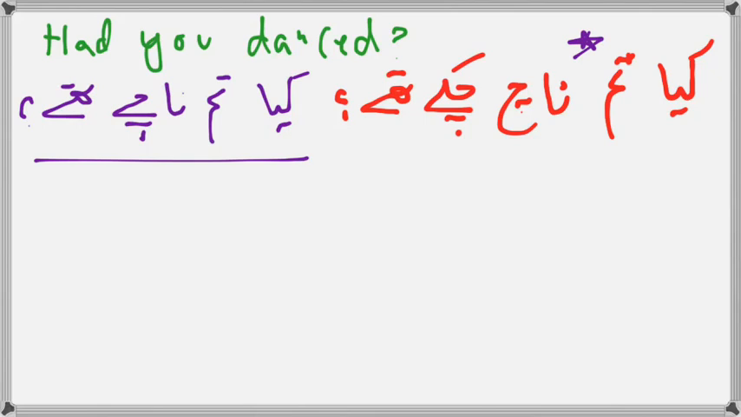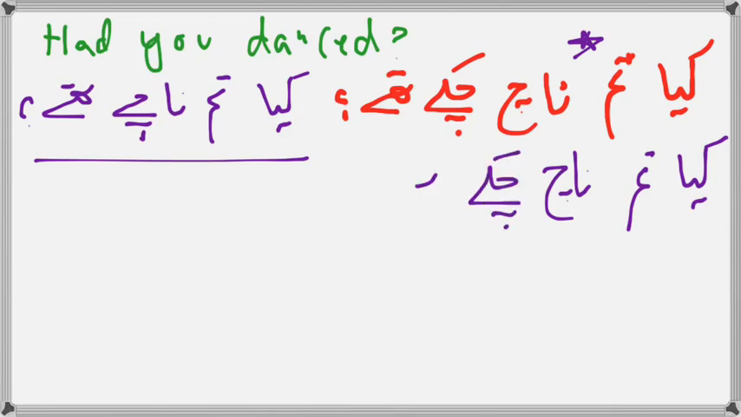And female version, क्या तुम नाच चुकी थी? Or we can simply say क्या तुमने डांस किया था, but in proper Urdu we use नाच. और क्या तुम नाची थी?